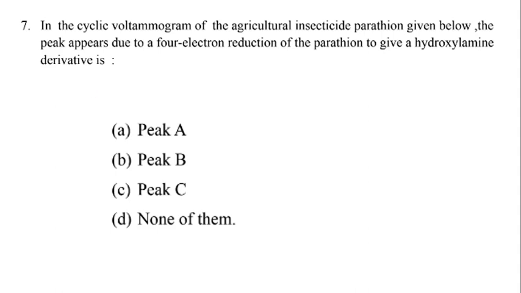This question is also related to the previous question. In a cyclic voltammetry of the agricultural insecticide parathion given below, the peak appears due to 4 electron reduction of the parathion. So first of all you need to find out how many reductions are there. The graph is like that. So how many reductions are there?